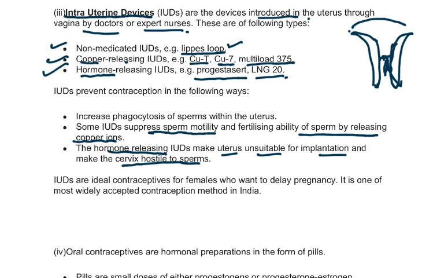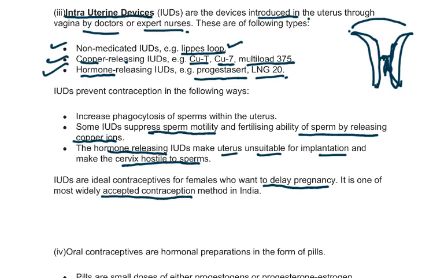More mucus is coming out, so the sperms cannot stay there for a longer time and come out from the vagina. So these devices are used to delay pregnancy for a longer period, and they are not like the previous methods. They are not to be used daily or regularly, and this is one of the very commonly accepted methods in India, where once these devices are fitted in the female, they can remain there until she wants to have her next child. If required, it can be replaced from time to time.